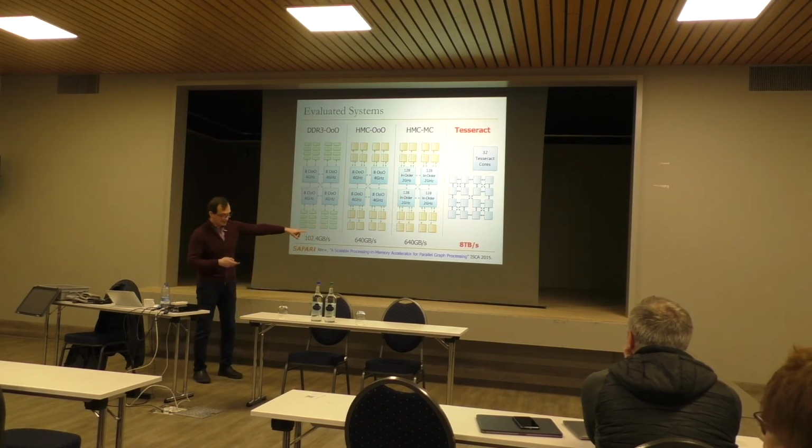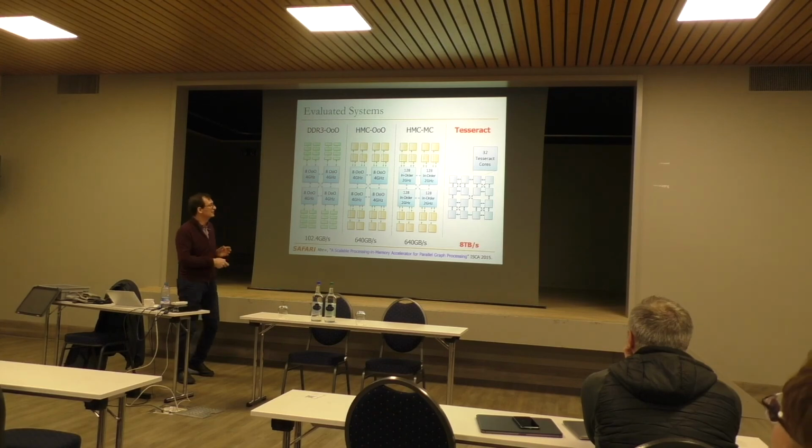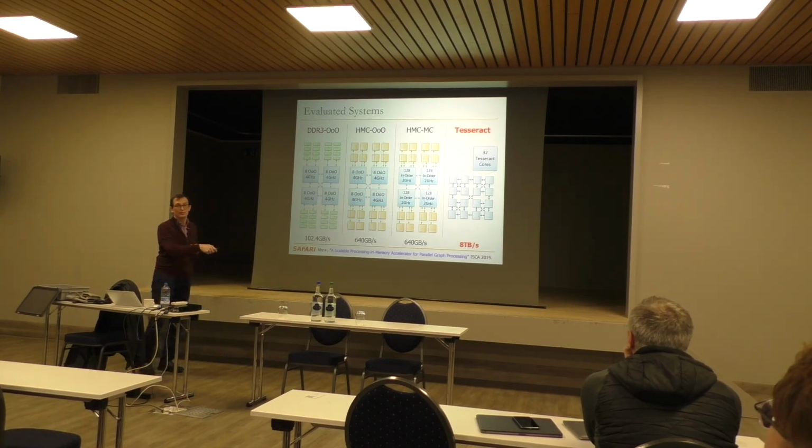If you look at this, Tesseract is very different, clearly, because the compute and memory dichotomy is not there anymore. You cannot separate them from each other. And you get 8 terabytes per second exposed to all of the cores, all of the 512 in-order cores that you have over here.